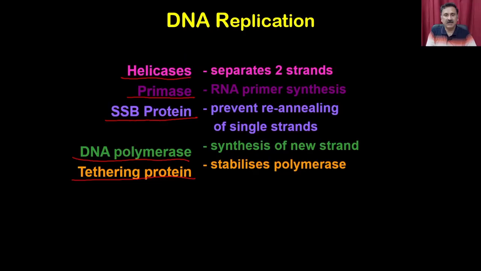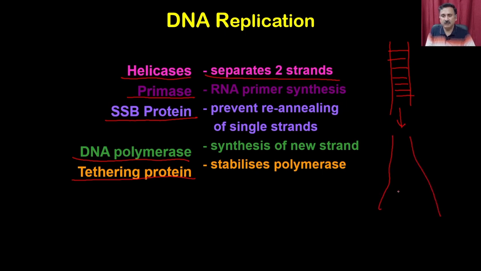For example, helicases are going to separate the two strands, because you know the DNA is double stranded and the strands are connected to each other. So in step one, you make the two strands separate so that the base pairs are ready. Once these base pairs are exposed, only then can the DNA polymerase read this information, and that's how it is able to synthesize the complementary strand, right?